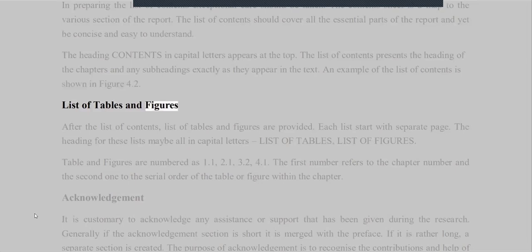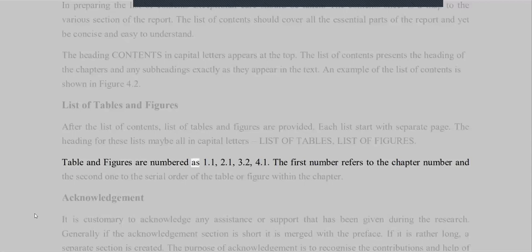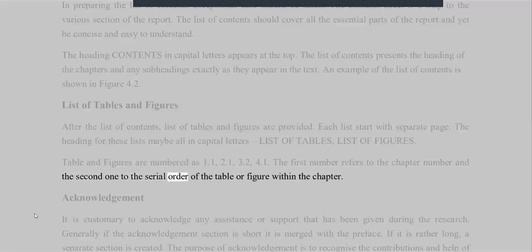List of tables and figures. After the list of contents, lists of tables and figures are provided. Each list starts on a separate page. The heading for these lists may be all in capital letters: LIST OF TABLES, LIST OF FIGURES. Tables and figures are numbered as 1.1, 2.1, 3.2, 4.1. The first number refers to the chapter number and the second one to the serial order of the table or figure within the chapter.